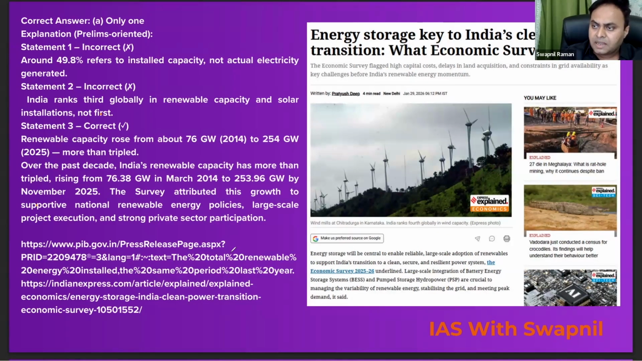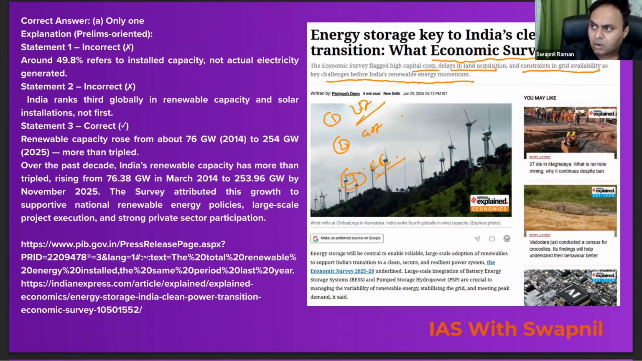Recently, an article was published in the Indian Express regarding India's renewable energy sector. In fact, the latest Economic Survey talks about it. The Economic Survey flagged high capital cost, delays in land acquisition, and constraints in grid availability as the key challenges before India's renewable energy momentum. A direct question can come here in front of you. The options can be 1, 2 and 3, like the delay in land acquisition, then the constraints in grid availability, and the third one would be the capital cost, right?